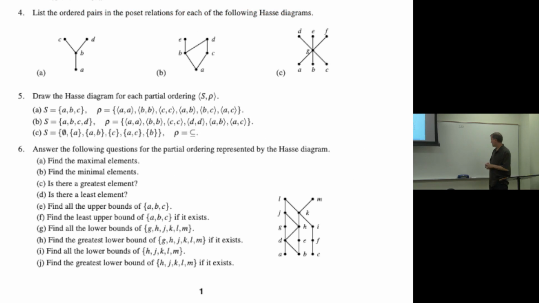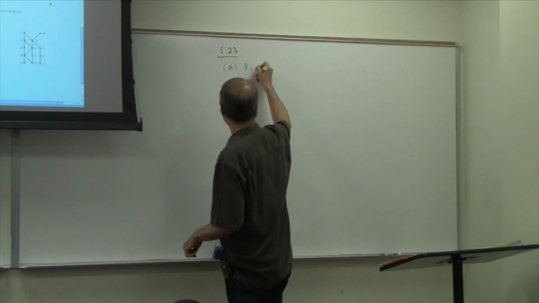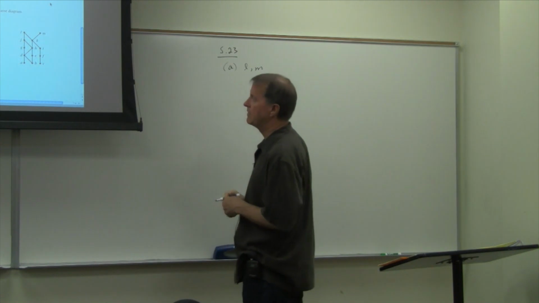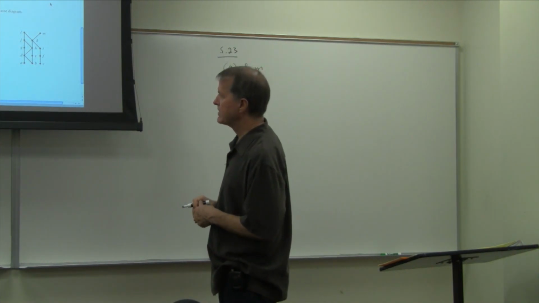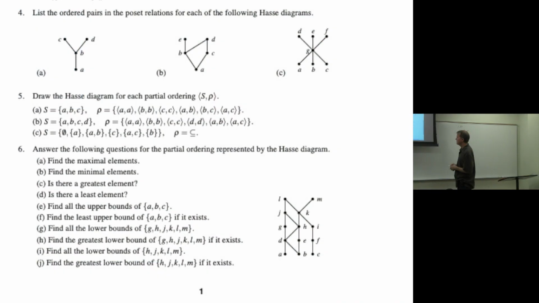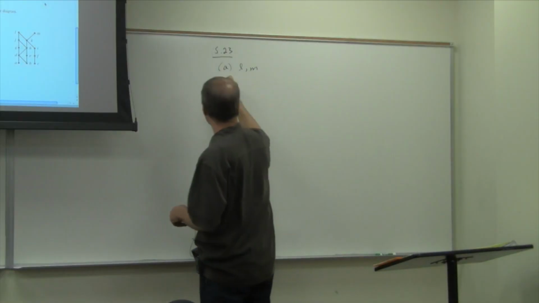L and M. All right. So how did you get L and M? Because everything is below them. There's nothing above them. The maximal, which would mean that there's nothing that they're related to on the top. Okay. And how about the minimal? ABC. ABC.